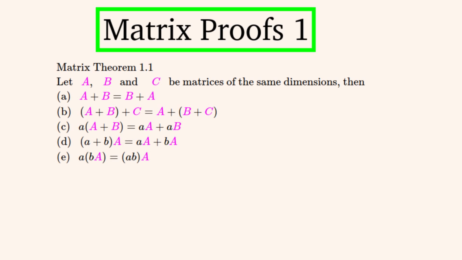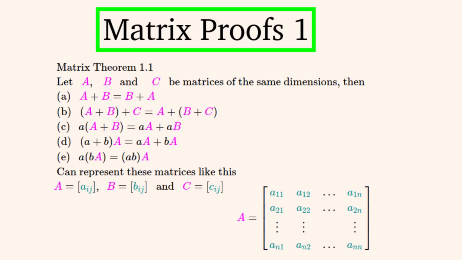This is part of a collection of proofs in linear algebra. Since this is the first chapter in the book, these proofs are labelled 1 point something. The first of these proofs is a proof about matrix addition. It contains these 5 parts.